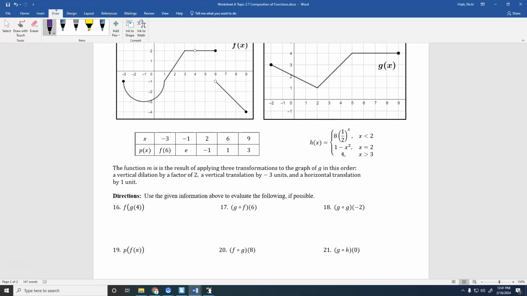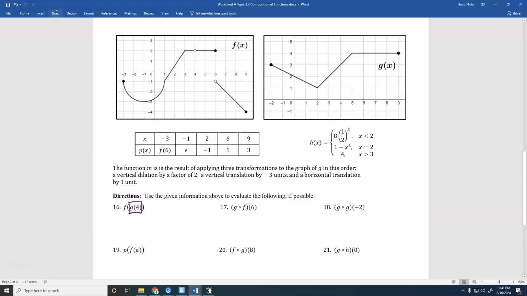f of g of 4. We would first find g of 4. g is this graph on the right here, right? So to find a value from a graph, we're going to go to where x equals 4. We're going to go up and find the point on the graph. Right there, my x coordinate is 4. My g of x coordinate is the y coordinate. So it would be 3. So that means this is f of 3.